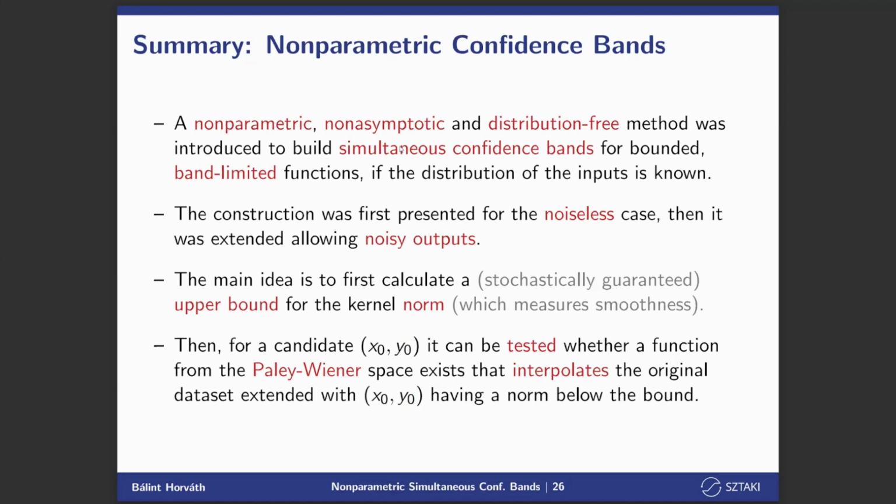And similarly to the Gaussian figures, I first presented the noise-free case when the outputs are observed perfectly, and then I went to the extended noisy version. And the method basically comes from two main ideas. First, we calculate an upper bound for the norm, and then with this norm, we can generate the confidence band for a certain candidate input-output pair, and we just test whether the function satisfies that constraint that we give for the norm.